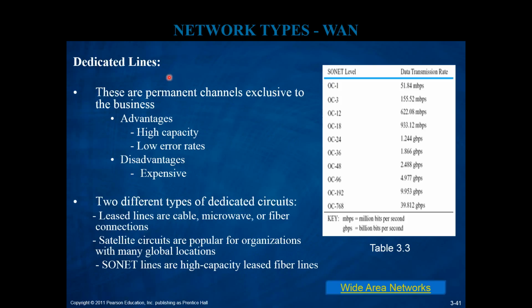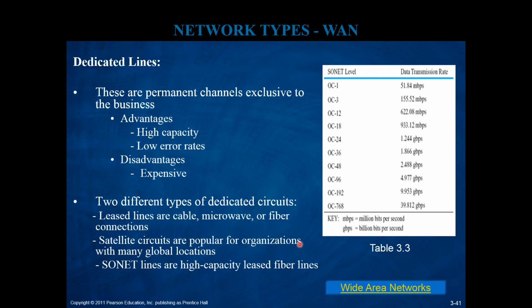Now, dedicated lines, another way to implement a WAN, basically means you have your own line connecting two offices dispersed over a large geographical area. Those are permanent channels, permanent wires allocated exclusively to your own corporate needs. Now, the advantage is that they're high capacity and have low error rates, but the disadvantage is that they're quite expensive.